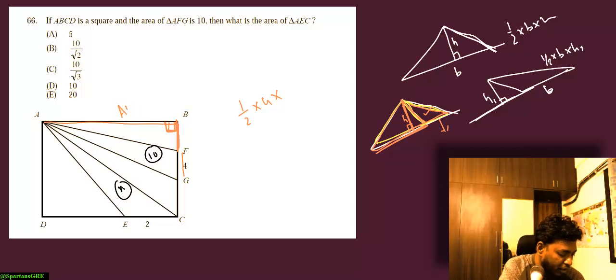So let this be AB. So my AB is given as 10. So AB is getting as 5. So this AB is equal to 5.